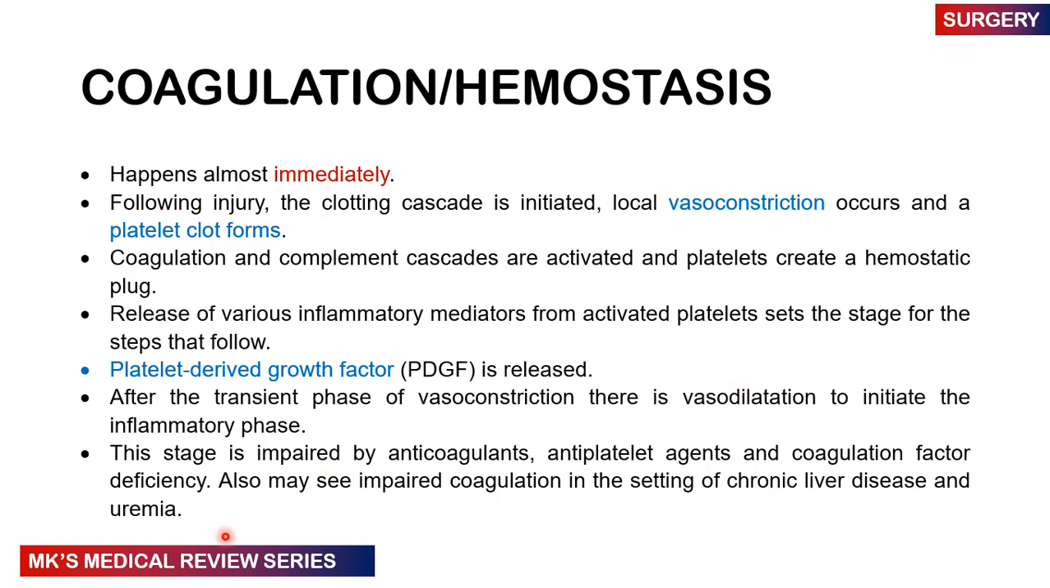And remember that this stage is impaired by giving this patient anticoagulants, giving this patient antiplatelet agents. If this patient has coagulation factor deficiency, it may be impaired. It's also impaired in the setting of chronic liver disease and other conditions like uremia.